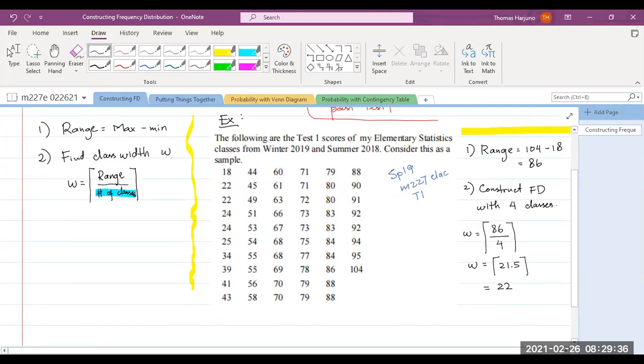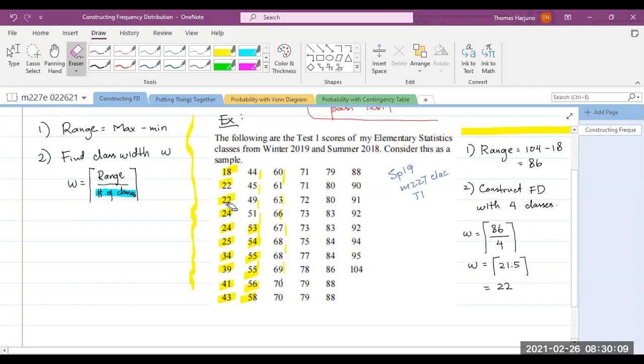Now, we round it up to the nearest integer, and that's the commonly used notion, because the numbers here are all integers. Once you see decimals, then you can round it to integers also if you want, but you can also round it to 1 decimal place.